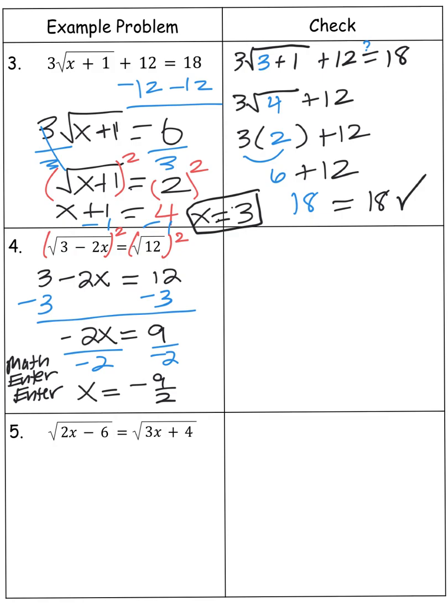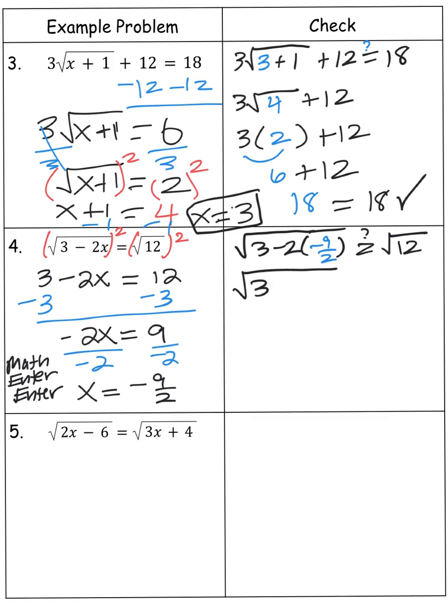Okay, let's go ahead and check and see if this solution is extraneous or not. So far, we have not had an extraneous solution. So I'm using the original equation, 3 minus 2 times negative 9 halves equals the square root of 12, hopefully. I'm going to simplify on the left-hand side because there's some math to be done.